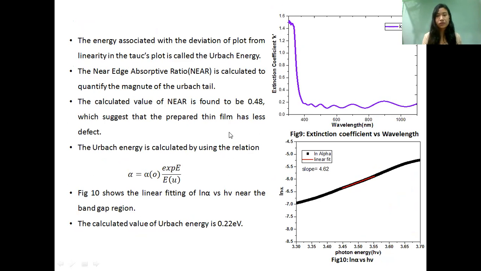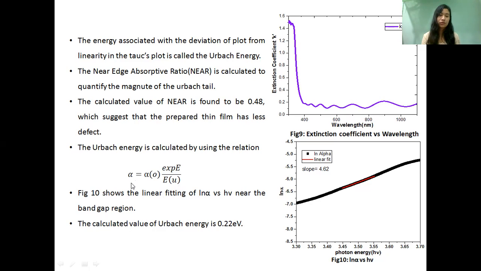From the Tauc plot, we have already seen the deviation of the curve from the linearly fitted graph, and this deviation is defined by another optical parameter called the Urbach energy. In order to quantify the Urbach energy, we calculate the ratio of the absorption edge, and the calculated value is found to be around 0.48, which is quite small, and it suggests that the prepared sample has fewer defects. If there were more defects, then the value would be found near 1, and the Urbach energy is calculated by using the relation given here.